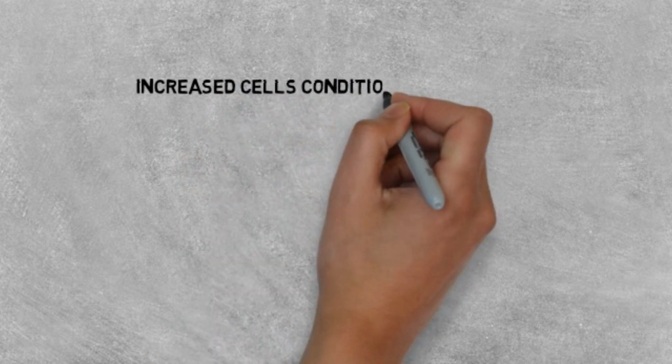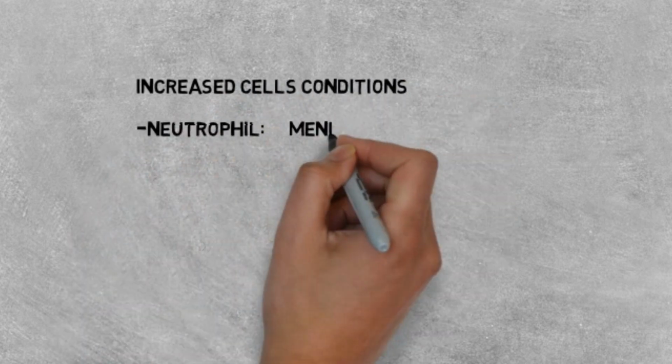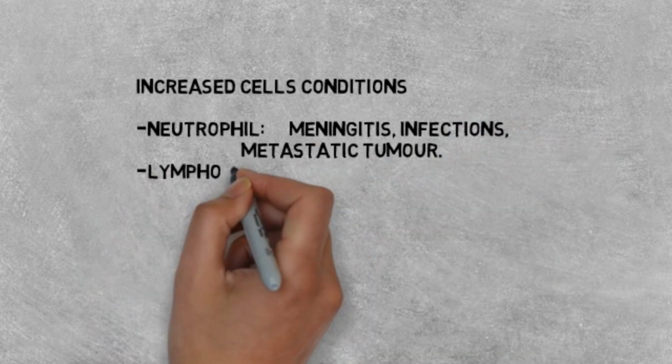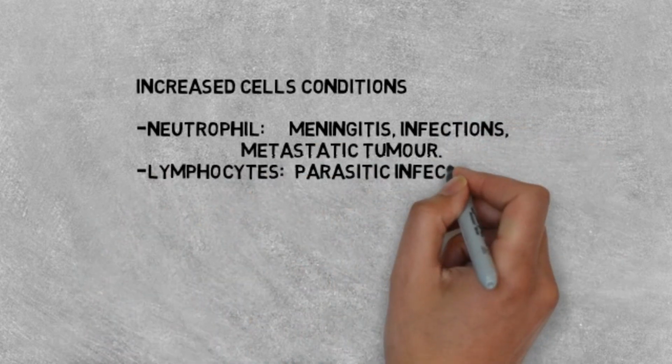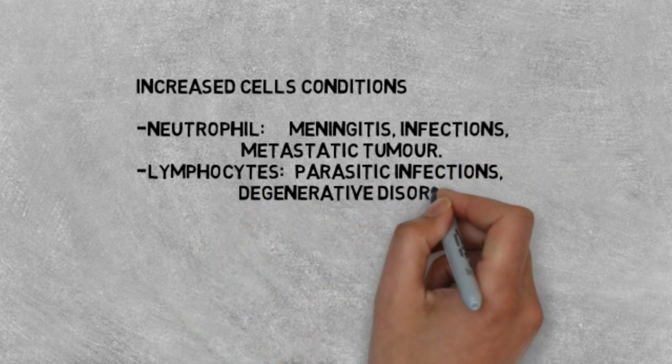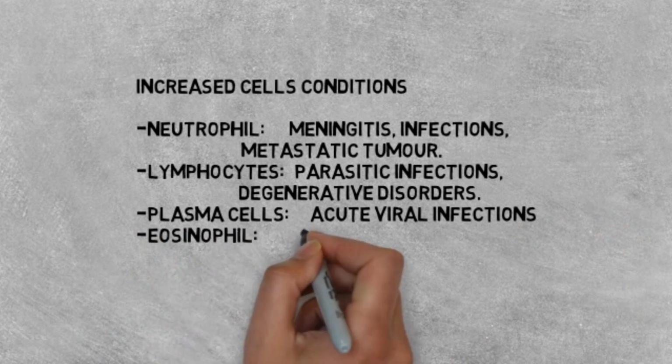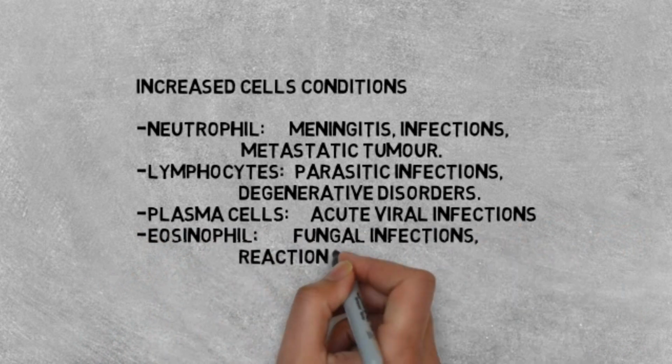Increased cell conditions. Neutrophil in meningitis, infections, metastatic tumor, lymphocyte in parasitic infections, degenerative disorders, plasma cells, acute viral infection, eosinophil, fungal infection, reaction to foreign material.